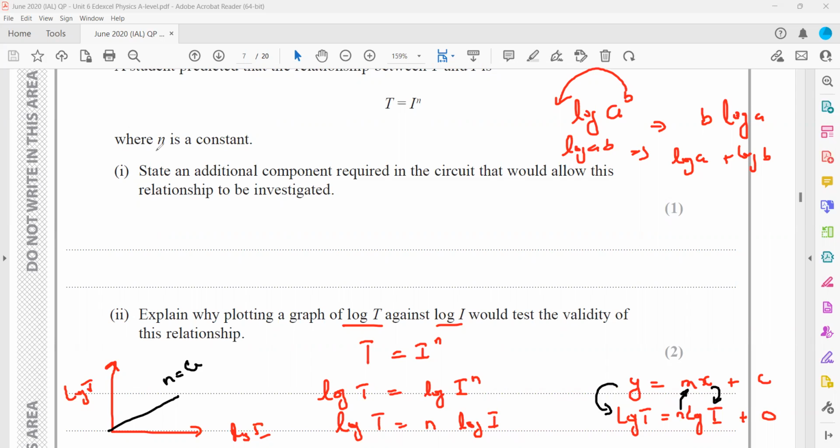As I mentioned, n is constant. So that's why we say the gradient will be constant and it will be a straight line, because it does not have any y-intercept. So you will mention this point: plotting a graph between log I and log t, the gradient equals n and there will be no y-intercept. So there should be a straight line passing through origin. If there is a straight line passing through origin when we have these values, it means that this equation is valid. If it's not valid, then we don't have the straight line passing through origin.